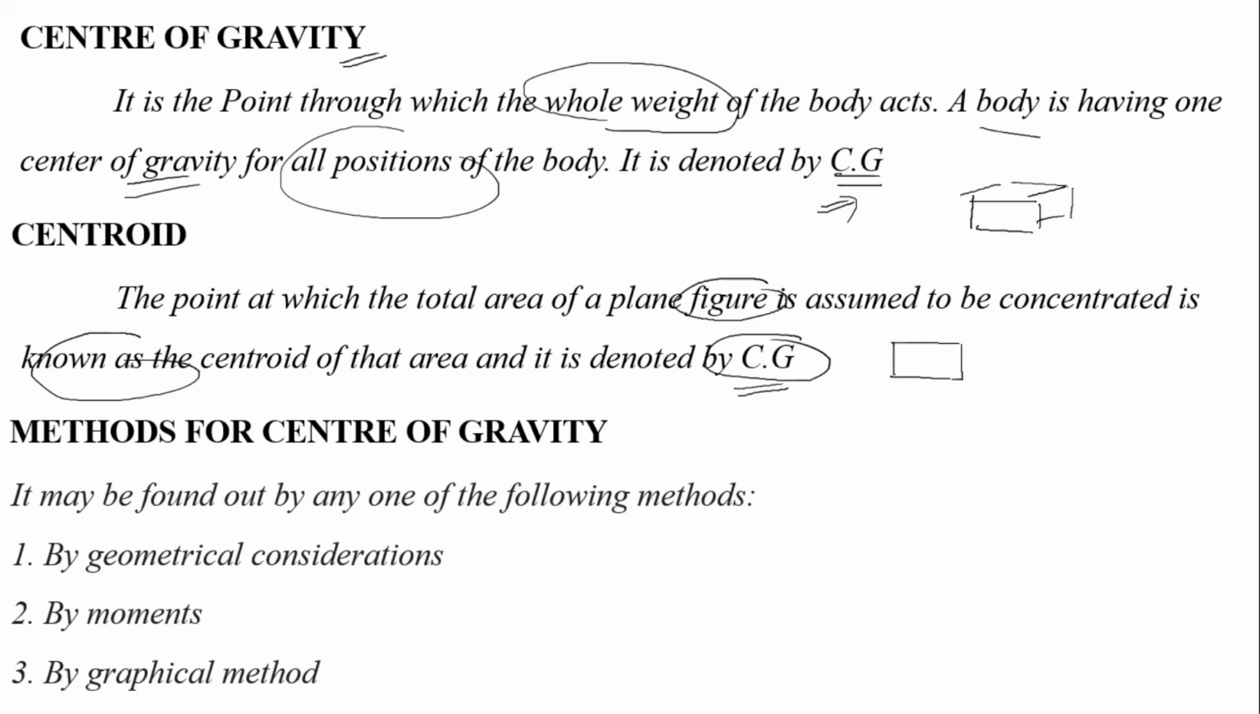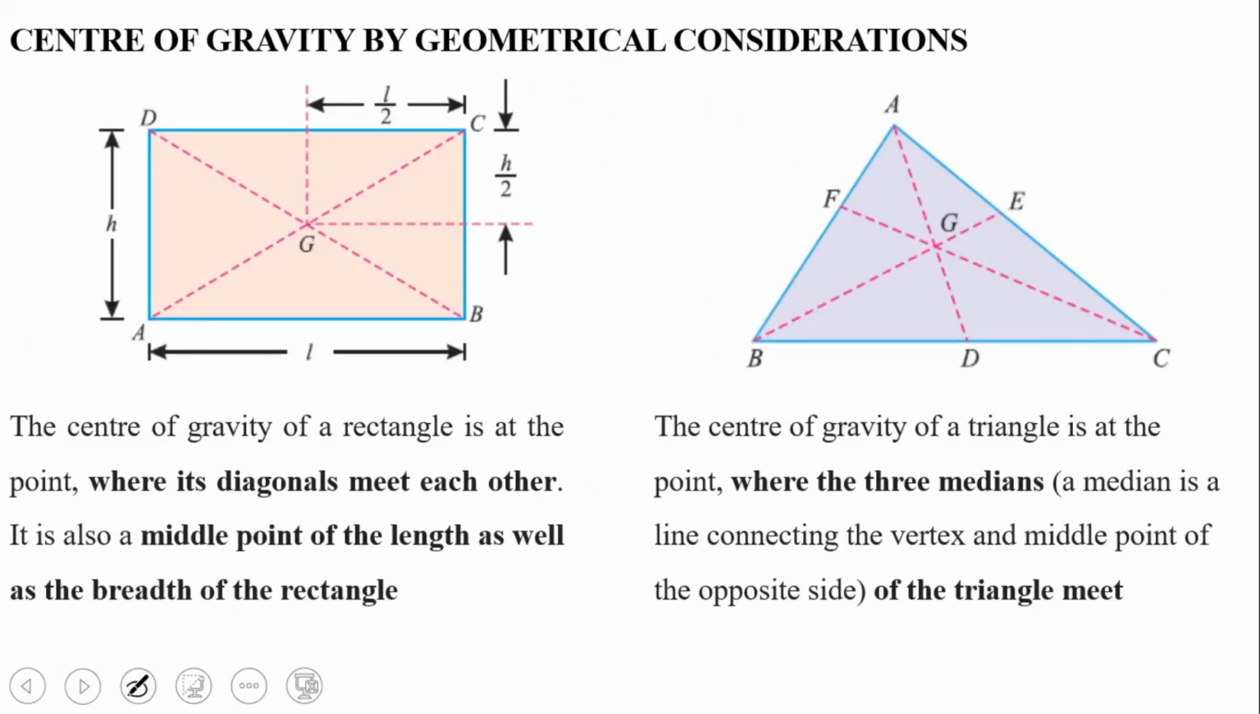The methods for center of gravity. We can determine the center of gravity or centroid in three different ways. One is by geometrical consideration, another one is by moments, and the last one is by the graphical method, right? So, now, center of gravity by geometrical considerations.